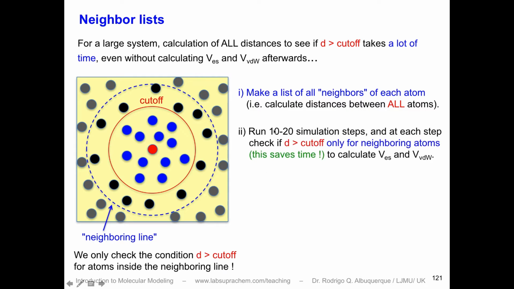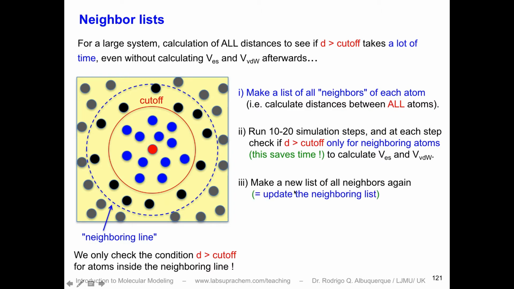Actually, we run 10 to 20 simulation steps, and in each step we compute the van der Waals and electrostatic interaction, and we also compute the distance between the central red atom and all atoms inside this blue line, just to know if the atom is close enough to be inside the cutoff or if it's slightly outside the cutoff, so it will not be computed. When you do this, we can calculate electrostatic and van der Waals interactions in a much more efficient way. This saves a lot of time.